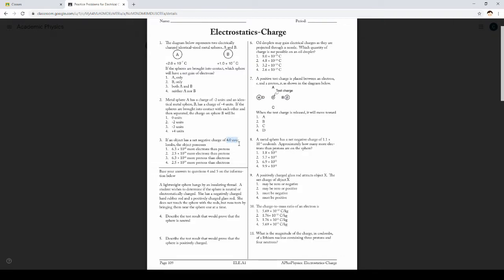Now we have 4 coulombs, and we have to convert that into number of electrons. We're going to use Q equals NE for that, where Q is our 4 coulombs, N is the number of electrons we're trying to find, and E is the charge on one electron, 1.6 times 10 to the negative 19. So by taking 4 coulombs and dividing it by 1.6 times 10 to the negative 19, we get the correct answer of 2.5 times 10 to the 19th more electrons.